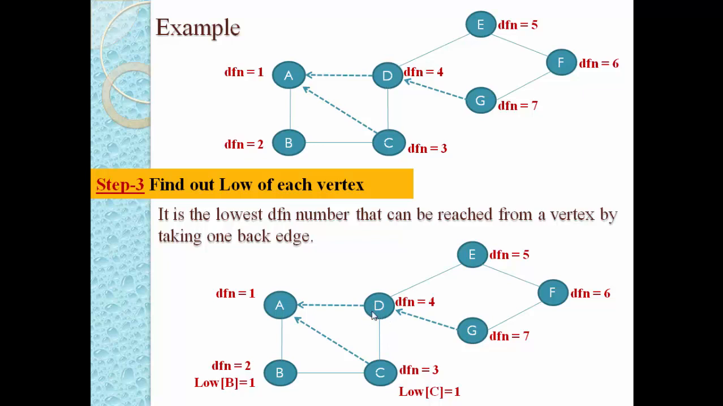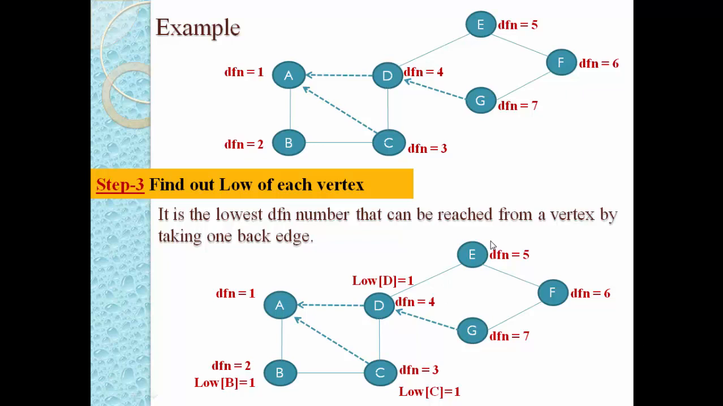Same way, if we find the low of D, then using this back edge, for example D to A, and the DFN number of A is equal to 1, so the low of D is equal to 1. Same way, find out the low of E. As per the definition, we have to use one back edge.